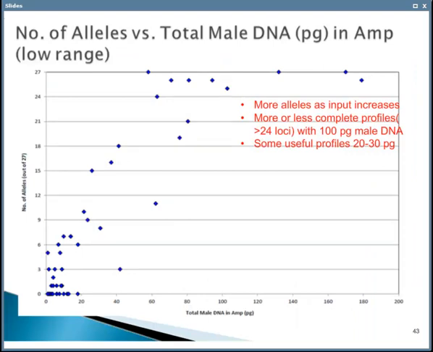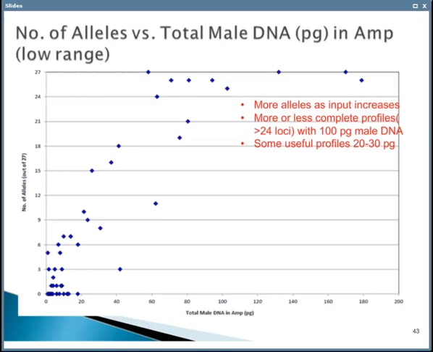So if you look at more detail here, some graphs showing summary data of all of these samples, all of the Yfiler Plus results. So we look here, the number of alleles versus the total male DNA in the amp. If you look on the x-axis, total male DNA in the amp in picograms, it goes from 0 to 200 picograms, and on the y-axis, the number of alleles recovered up to a maximum of 27.